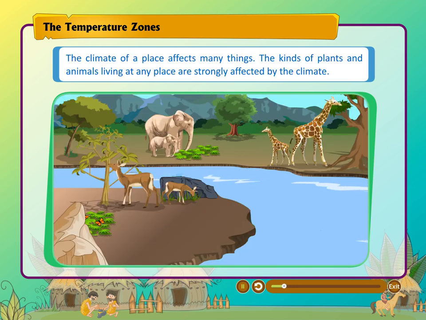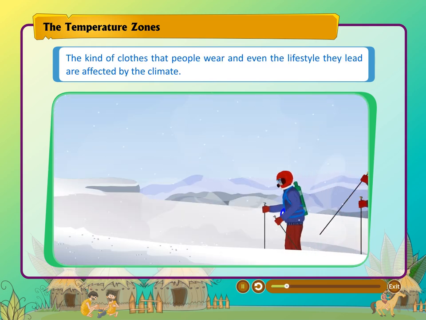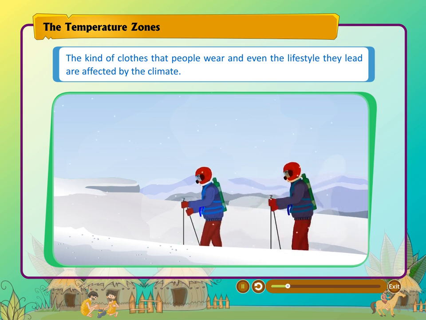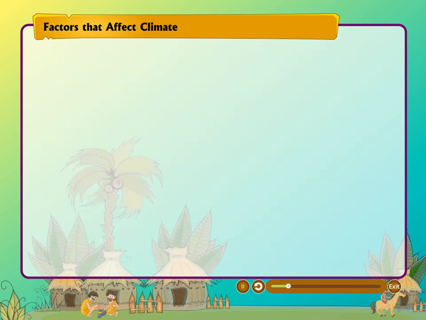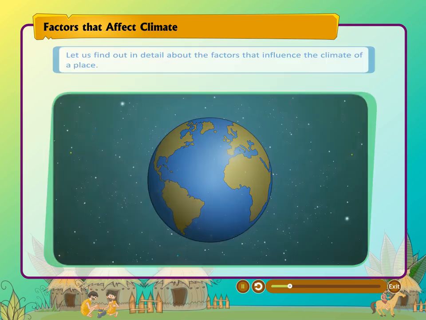The climate of a place affects many things. The kinds of plants and animals living at any place are strongly affected by the climate. The kind of clothes that people wear and even the lifestyle they lead are affected by the climate. Factors that affect climate. Let us find out in detail about the factors that influence the climate of a place.